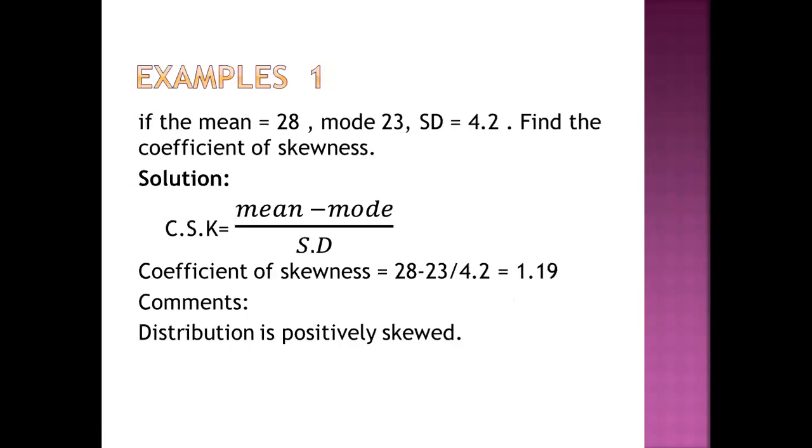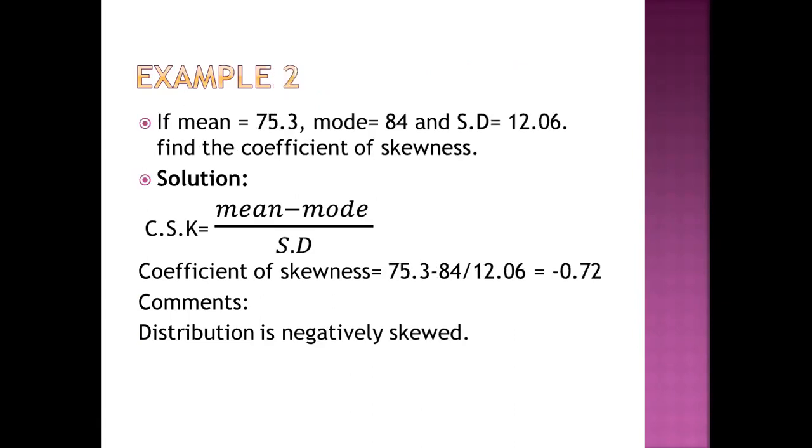So this is example number 1, in which the mean is 28, mode is 23, and standard deviation is 4.2. So mean minus mode divided by standard deviation, the answer will be 1.19. Because the answer is positive, 1.19, this is a positively skewed distribution.